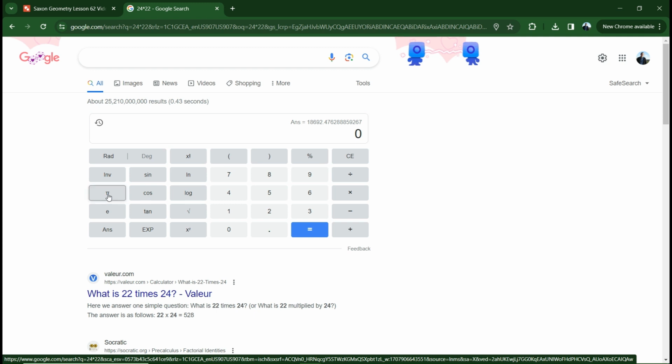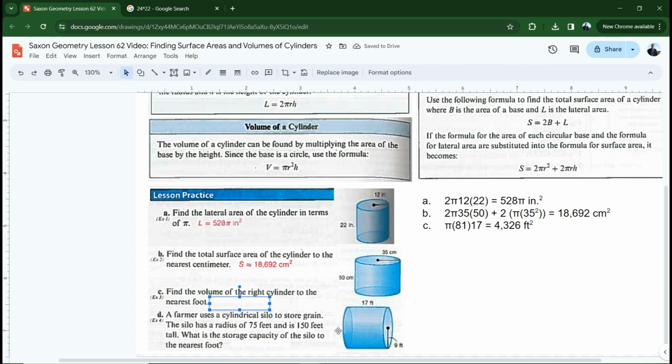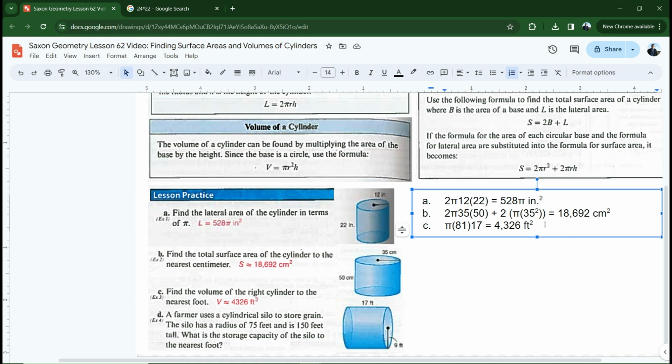Let's go ahead and calculate that. Pi times 81 times 17 gives me 4,326. So we're going to write 4,326, and this is going to be in feet squared. Let's make sure we did this one right. 4,326 feet squared. All right, now this last one's going to yield just a huge number because we're talking about a silo, a farmer's silo.